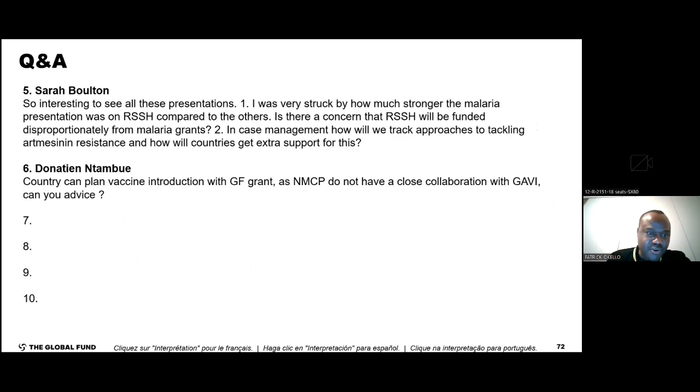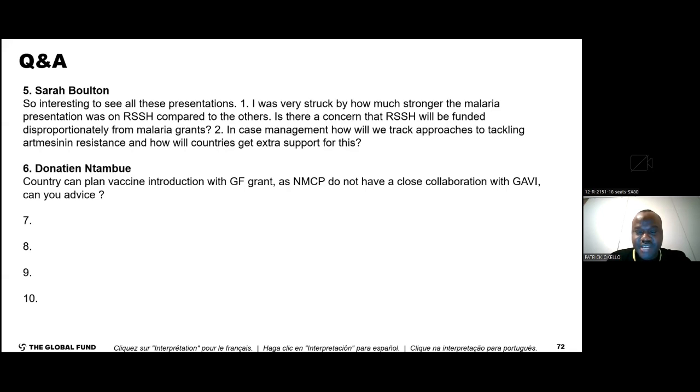Not sure if there are any more questions. Oh yes, Sarah. Interesting to see all these presentations. I was very struck by how much stronger the malaria presentation was on RSSH compared to others. Is there a concern that RSSH should be funded disproportionately from malaria grants? I hope not. I hope that all the three diseases benefit from RSSH.